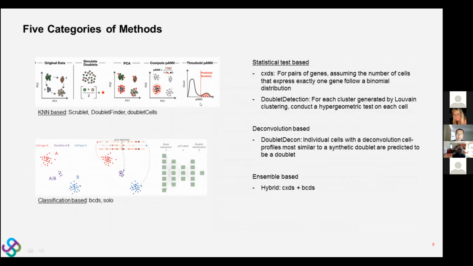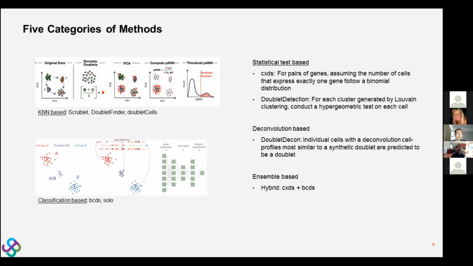Okay, so generally speaking, all the methods can be divided into 5 categories. The first one is the KNN-based method, K nearest neighbor based method. The idea is to find those doublets. People know the doublets are basically 2 cells in 1 reaction volume. So the first step is to simulate those doublets from the original data. People randomly choose 2 cells from the data set and either add them together or average those 2 cells to generate artificial doublets.